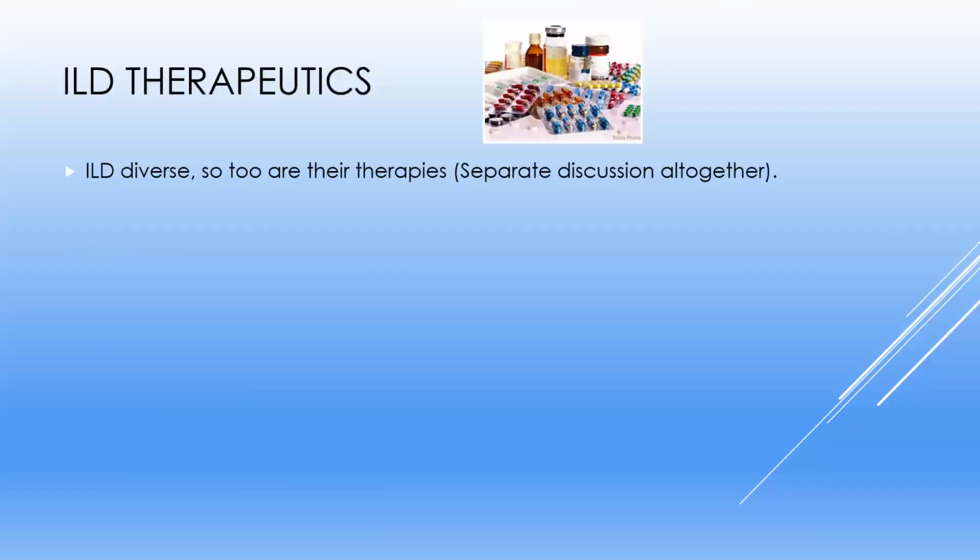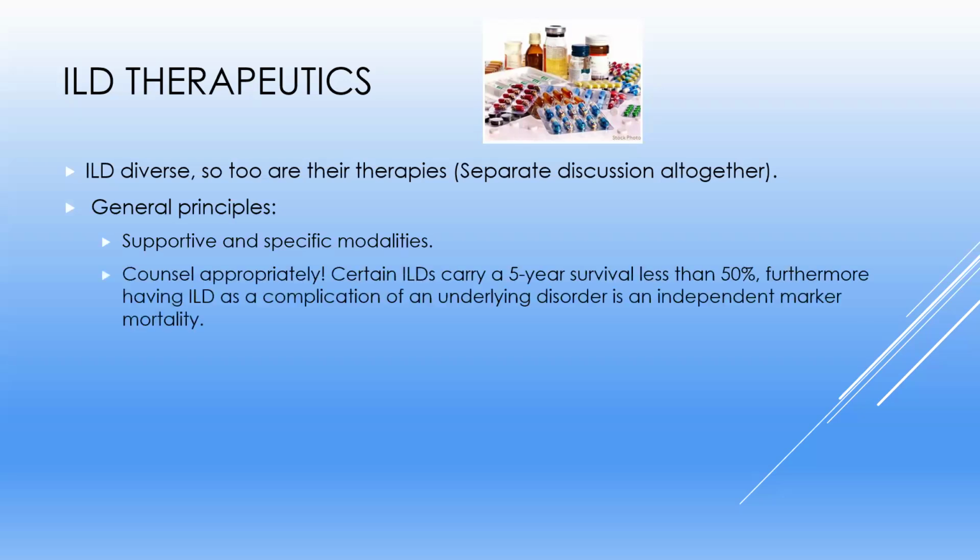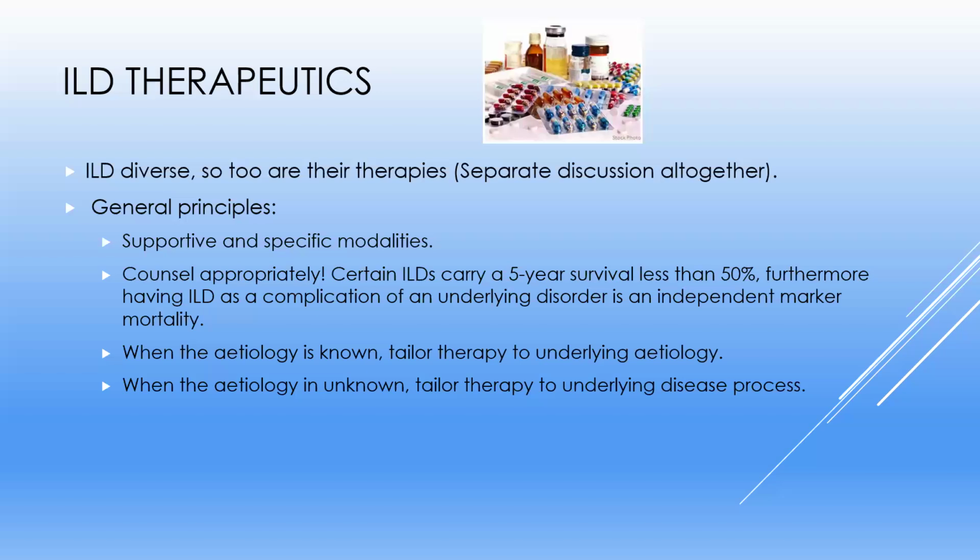Therapeutics. Like I mentioned, ILD is diverse, so too are their therapies. This is usually a separate discussion altogether, but let's focus on some general principles. The general principles, like all therapies in medicine, are broken down into supportive and specific modalities. I always want to start off by saying please counsel patients appropriately. Certain ILDs carry a 5-year survival of less than 50%. So having ILD as a complication or a primary disease is an independent marker, and patients should be counseled appropriately on how significant this burden of disease is.